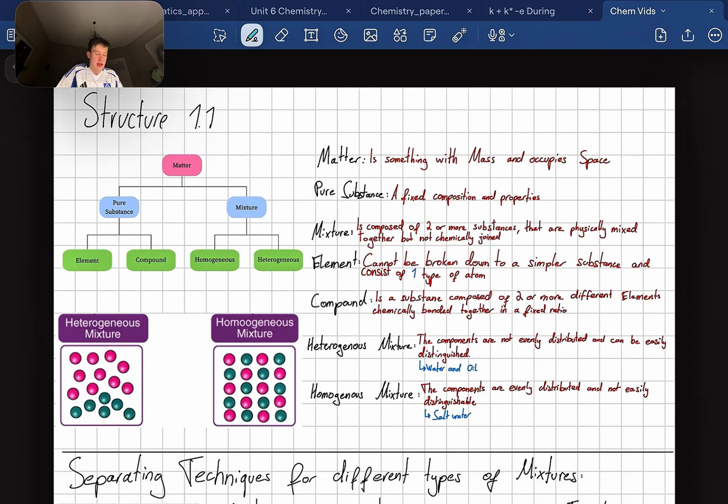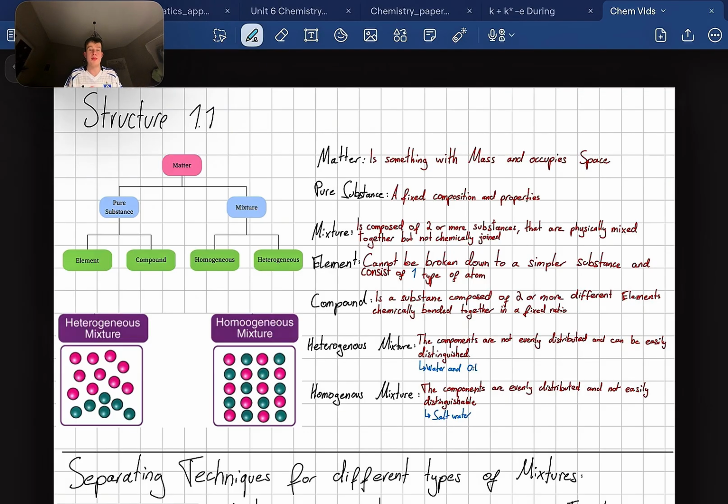Alright, let's begin. Everything is composed of matter, and matter is something which has mass and occupies space. Matter can be split into two different groups, pure substances and mixtures, as we can see in the image on the left. A pure substance has a fixed composition as well as fixed properties, whereas mixtures are composed of two or more different substances that are physically mixed together, but not chemically joined. As we can see, they are also split into two different groups.